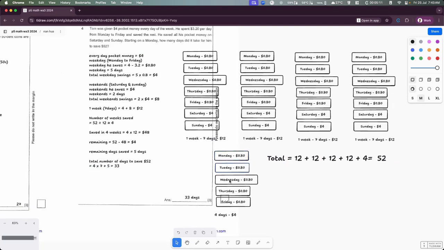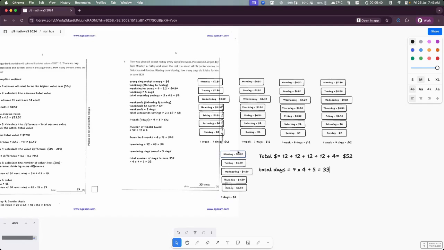Then, in order for you to calculate, you just calculate. So the total is $52 in terms of dollars, and then total days. You calculate 7 times 4, plus 4 days, sorry, 5 days, not 4 days, 5 days. And this gives you 33 days. There you go.